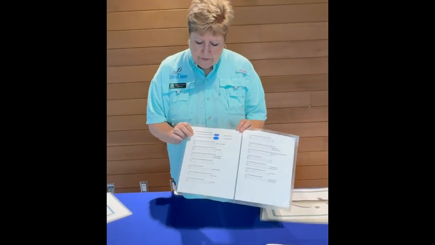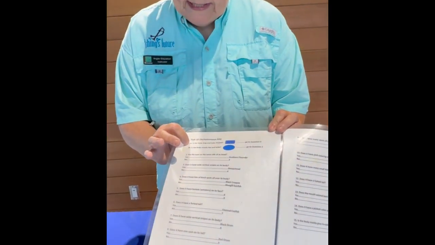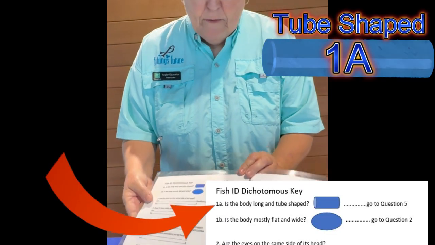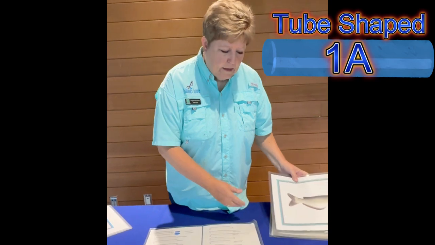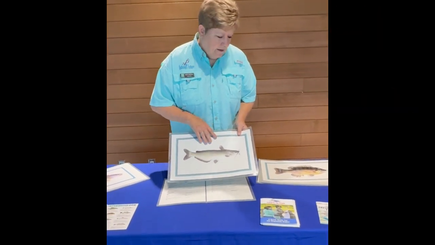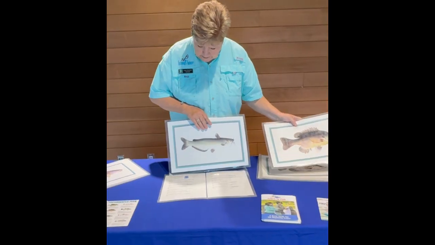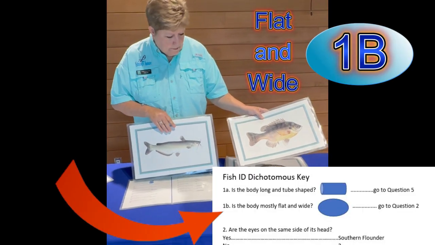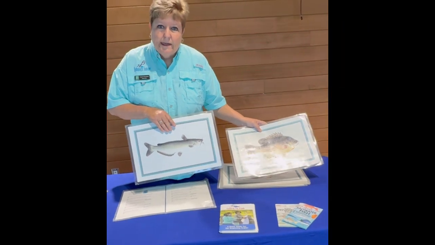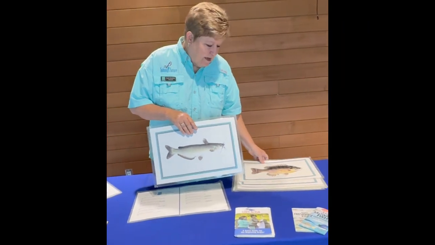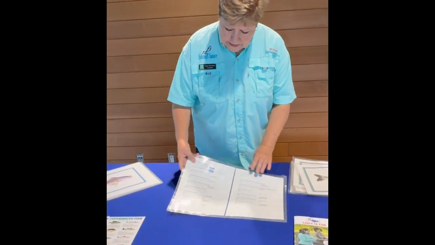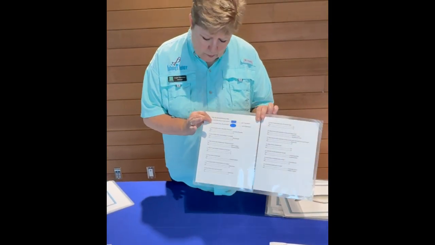And I want to show you the very first question. It says, is the body long and tube shaped? So I want you to look at your fish. I'm going to look at this one. This one looks long and tube shaped to me, but this one looks like 1B on there. This one looks like the body's mostly fat and wide. So you're going to be looking at your fish. The different ones have different shapes. So you're going to look at your fish, and then you're going to answer these questions.